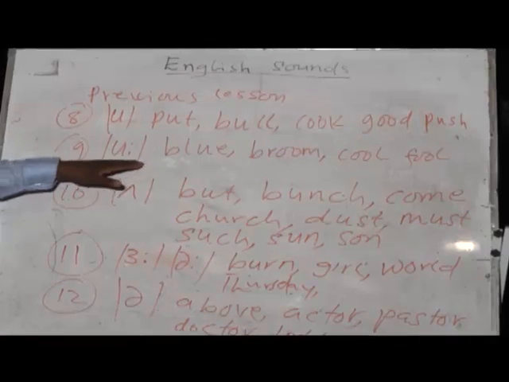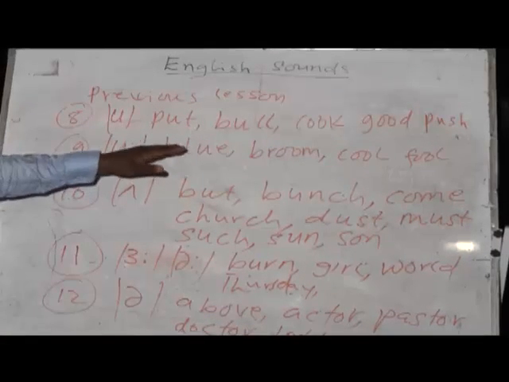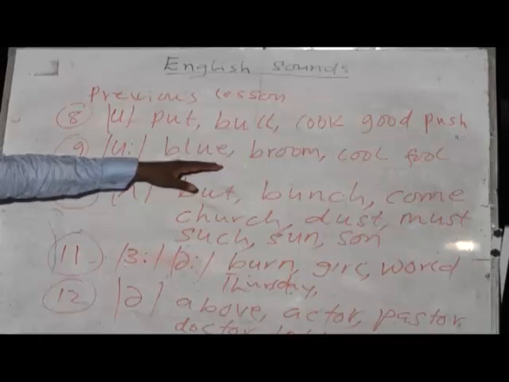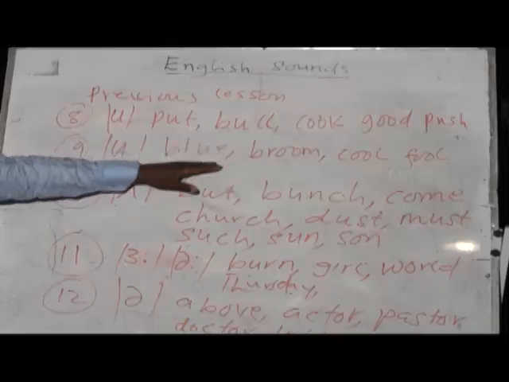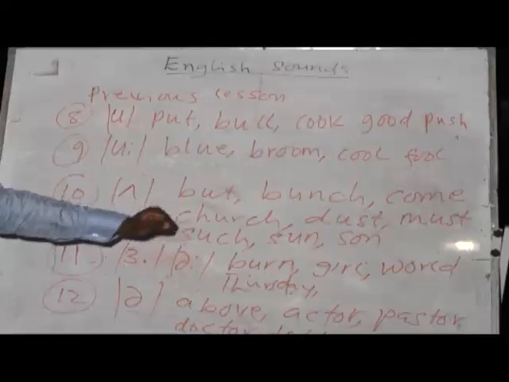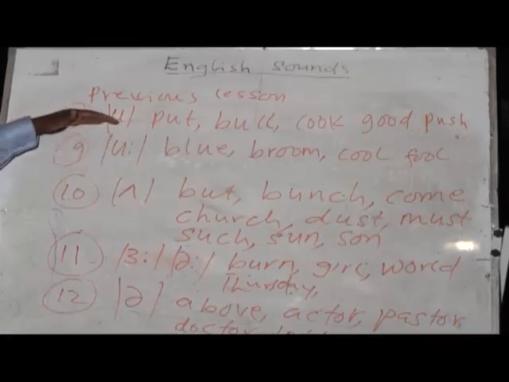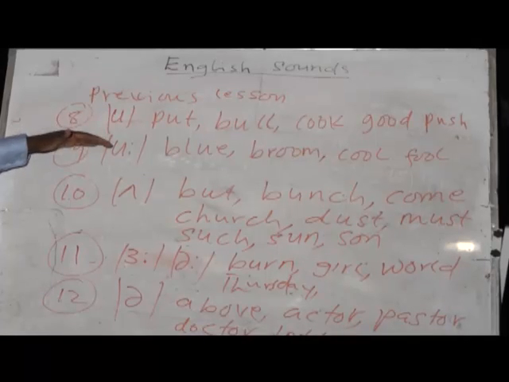So we have it in words like blue, brew, cool, and fool. April fool, swimming pool. So these are the differences between vowel number 8 and vowel number 9. We now go straight to vowel number 10.